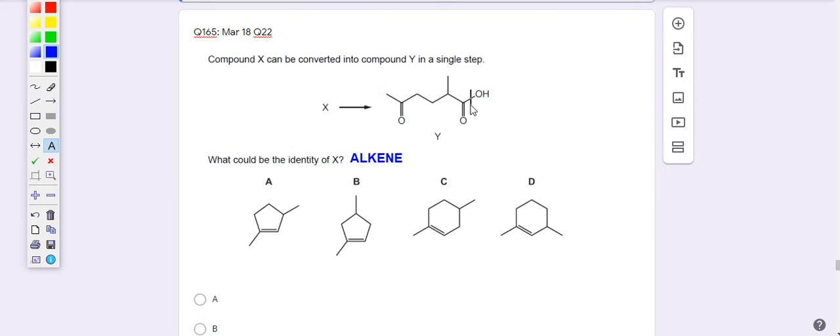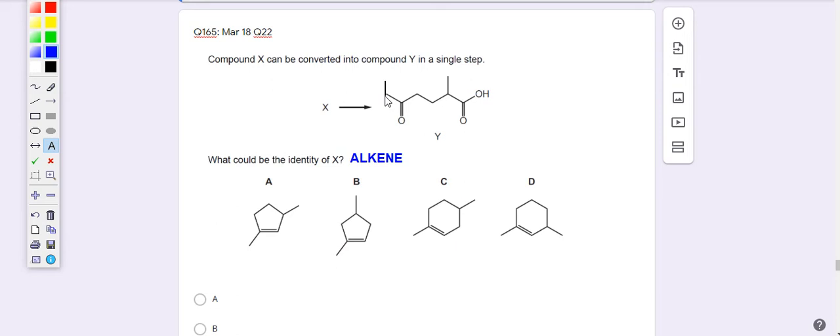Now, in Y, there's no more C=C double bond. Instead, the cyclic compound is broken into an aliphatic compound like Y, and you have a carboxylic acid and also a ketone here. So how can you turn an alkene into two different functional groups? And how can you break the double bond?